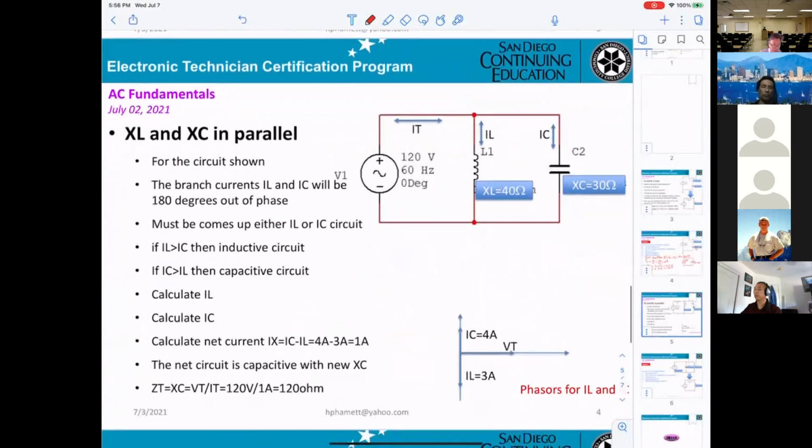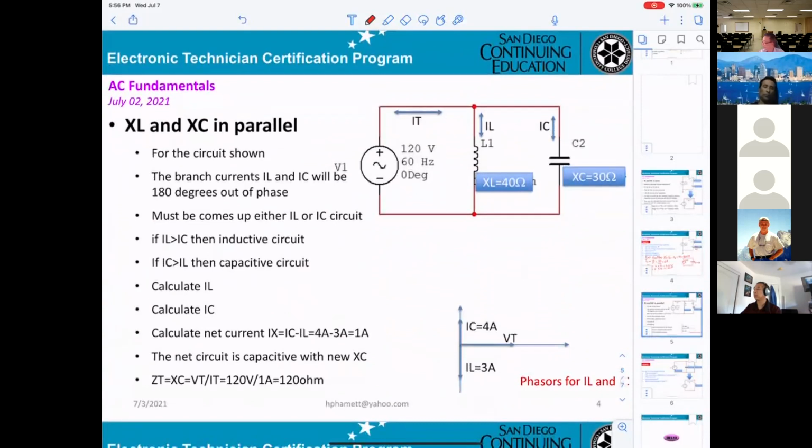Now, we're talking about parallel. XL and XC in parallel. The branch currents IL and IC will be 180 degrees out of phase. Then you must come up with either an IL or IC circuitry, okay? And the first thing you need to calculate is the IL and IC. It's very easy to calculate the IL.